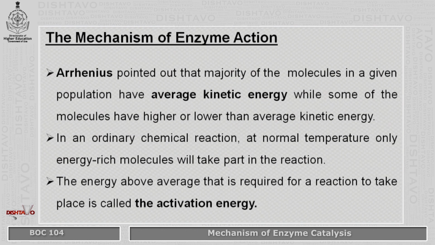Arrhenius pointed out that the majority of the molecules in a given population have average kinetic energy, while some of the molecules have higher or lower than average kinetic energy. These molecules are called energy-rich molecules or energy-poor molecules respectively. In an ordinary chemical reaction at normal temperature, only energy-rich molecules will take part in the reaction, due to which the reaction will go at a very slow pace.